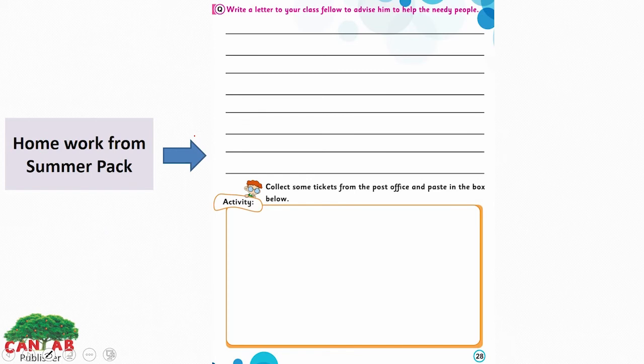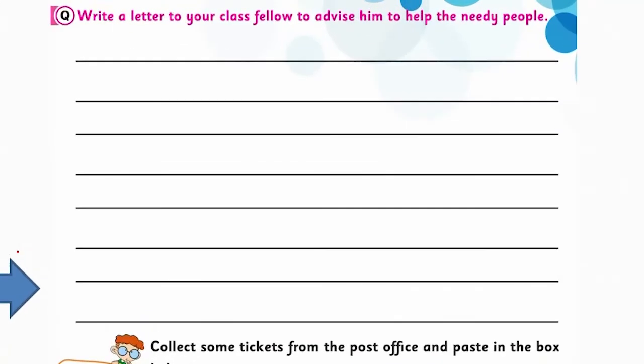This is also your homework from summer pack. You have to write a letter to your class fellow to advise him to help the needy people. Now here, the class fellow is specific. Maybe this class fellow has not interacted with you. You might not have a good interaction with him. He may be just your class fellow, not your friend, not in your specific group. You can write in a formal tone too. So you have to advise him to help the needy people who need our help. We have discussed the importance of helping needy people, so you have to write about that.